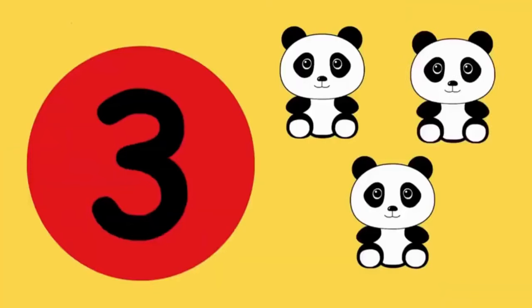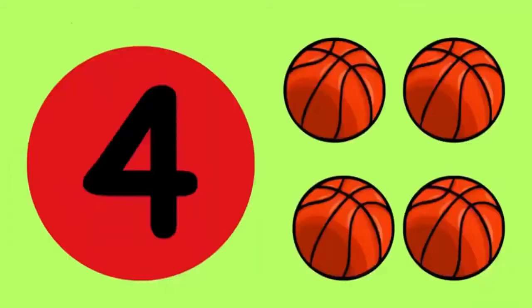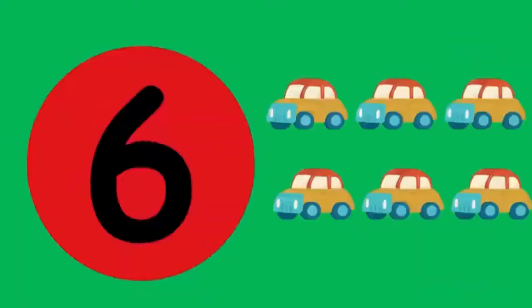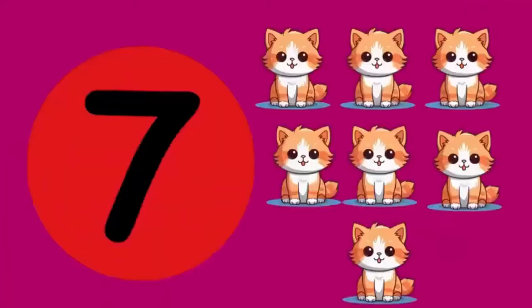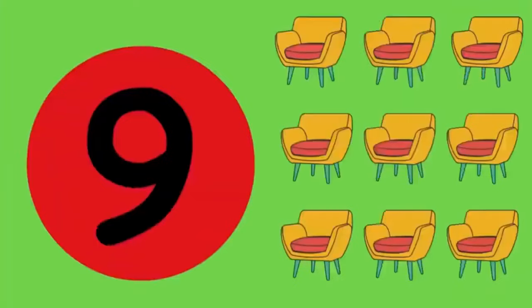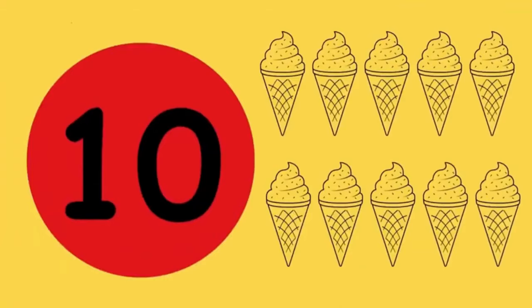1 clock. 2 sunglasses. 3 pandas. 4 balls. 5 flowers. 6 cars. 7 cats. 8 candies. 9 sofas. 10 ice creams.